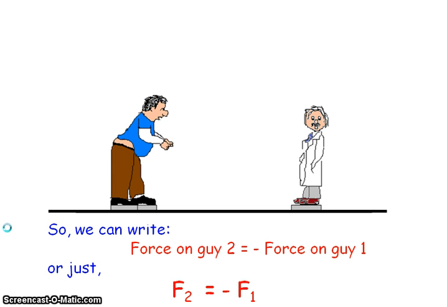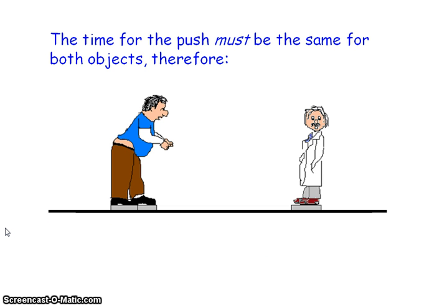And the big guy, because of Newton's third law, is experiencing an equal and opposite force. So force on guy 2, and we'll say that this is guy 2 here, and this is guy 1 here. Now the force on guy 2 is equal to minus the force on guy 1. So guy 1 gets pushed backwards. And in mathematical terms, you have this situation here: F2 equals minus F1. Also, the time of the push must be the same for both objects. And so we have F2 equals minus F1.